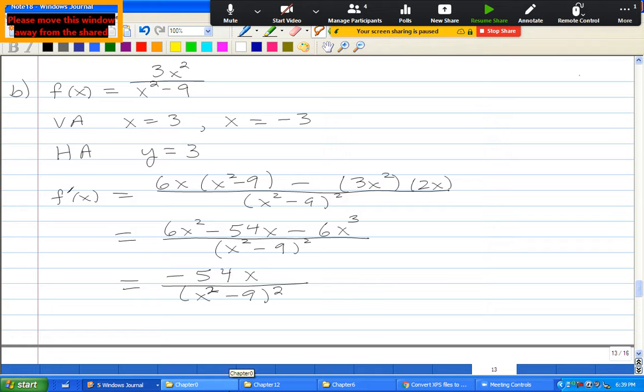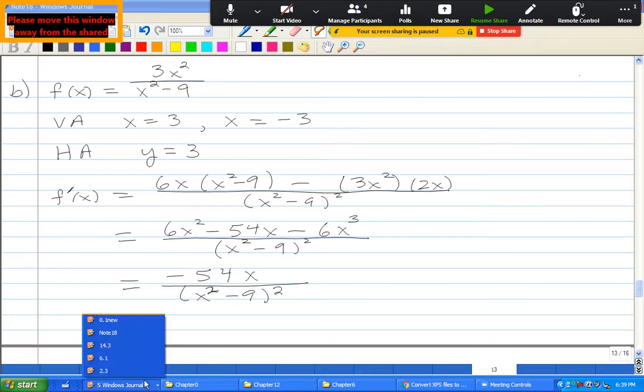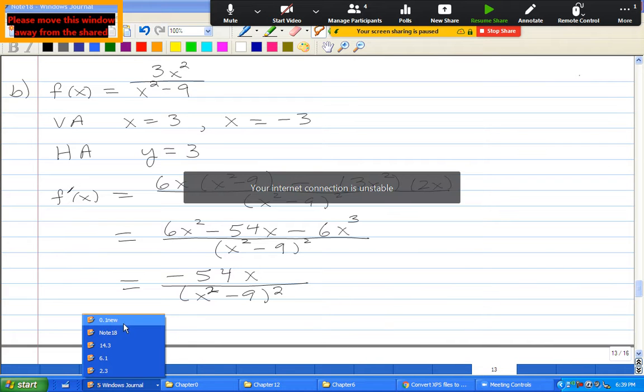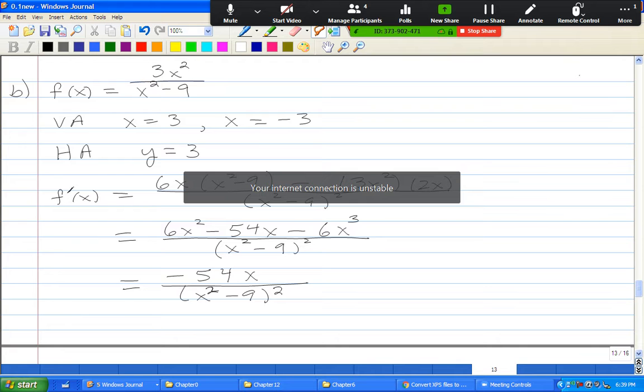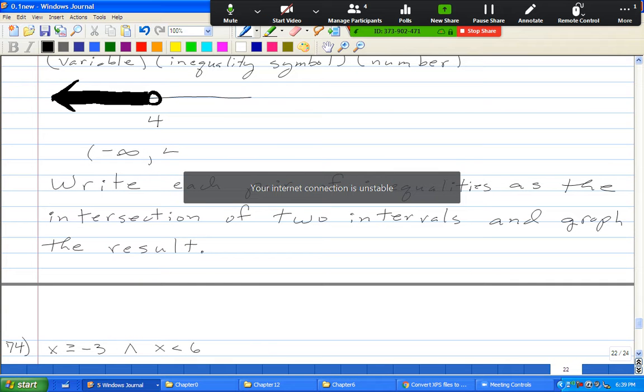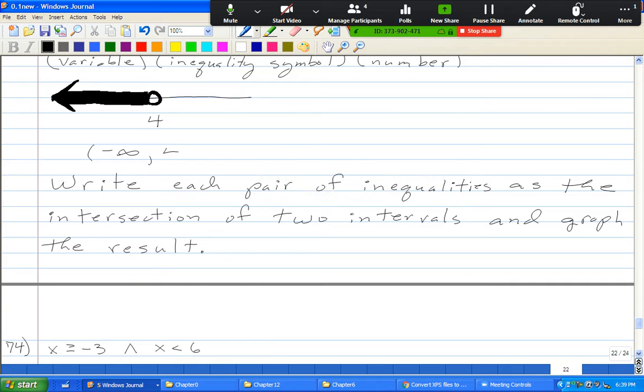Sorry about that. Oh, here it is. To the number 4. It does not include the endpoint 4, so I do not include it. And that is your answer in interval notation.